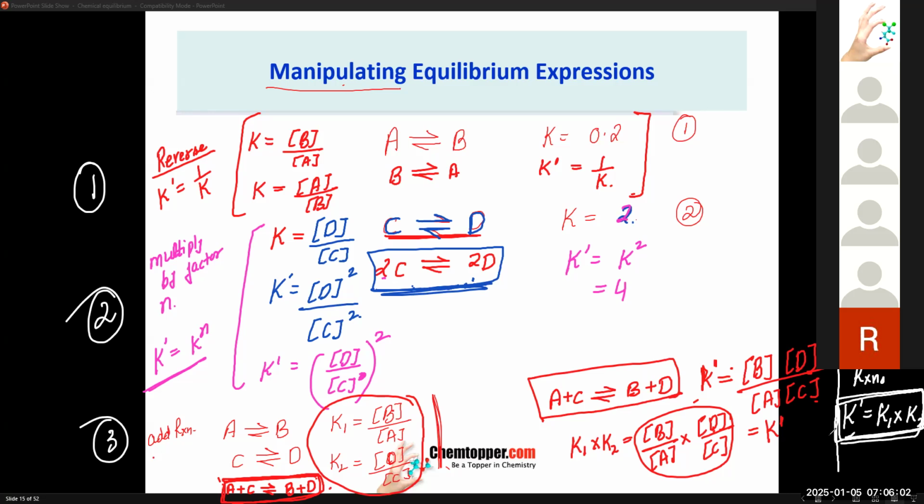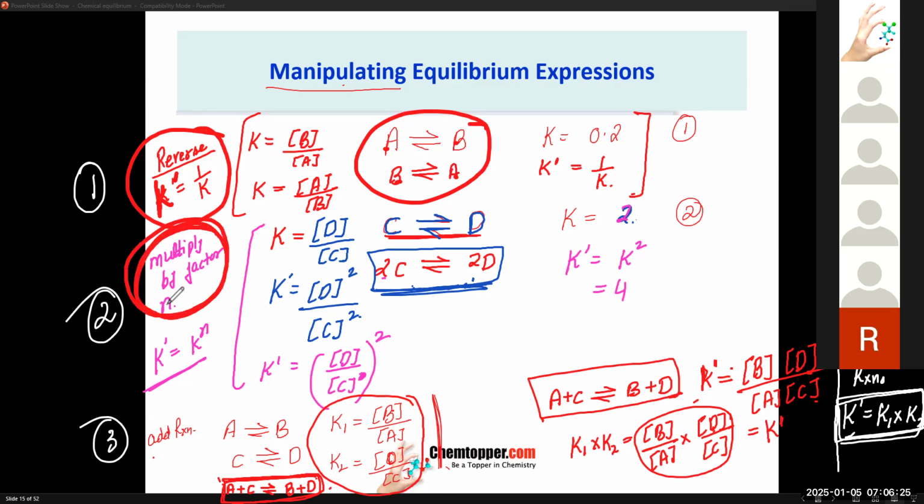I'm repeating the rules because we are going to do one question now. If I reverse the equation, the new K will be the inverse of the original equation. A to B, I'm reversing to B to A. If I multiply by any factor n, it can be 1, 2, 3, 4, it can be 1 over 2, it can be 2 over 3, any factor, then the new K will be K raised to the power n, that factor. If you add reactions, two, three, four reactions, the new K will be the product of the equilibrium constants of every reaction.